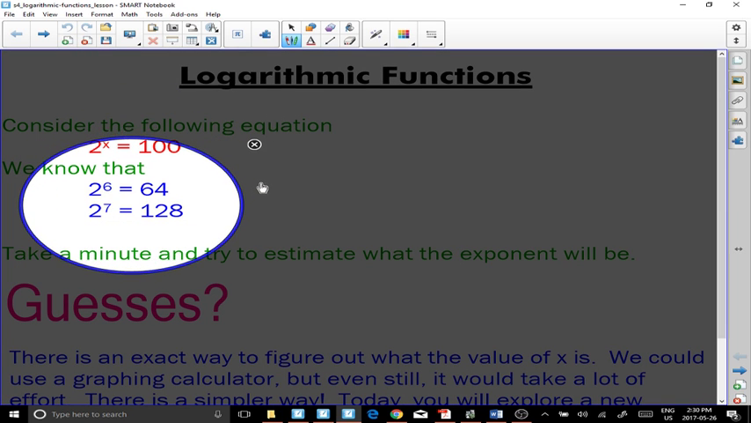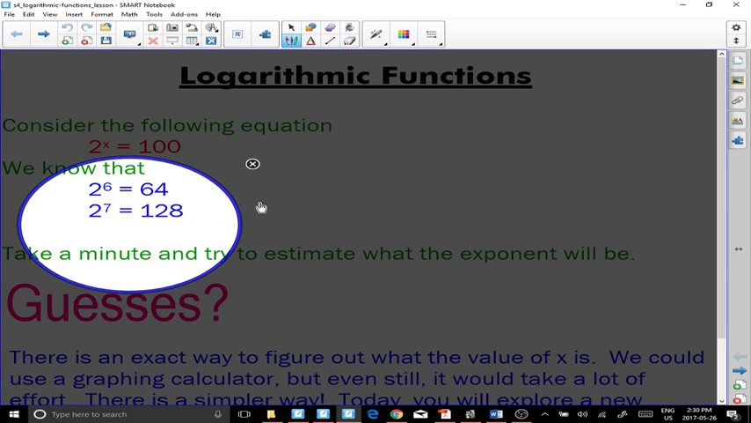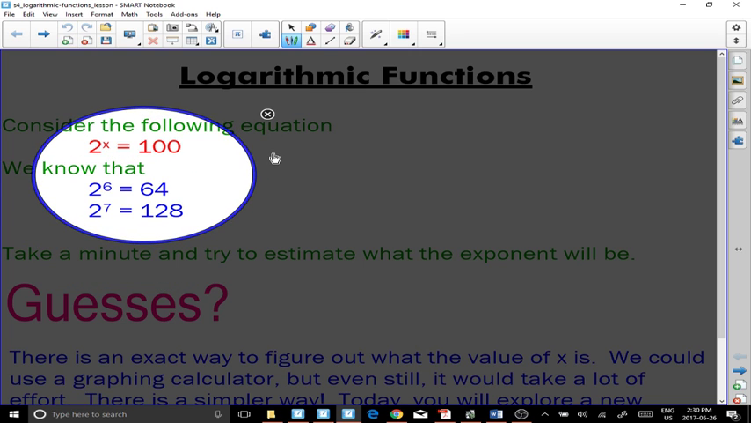2 to the power 6 is 64. 2 to the power 7 is 128. So if we want to figure out what exponent on 2 will make exactly 100, we should be able to tell that since 2 to the 6 is 64 and 2 to the exponent 7 is 128, x is going to be somewhere between 6 and 7.